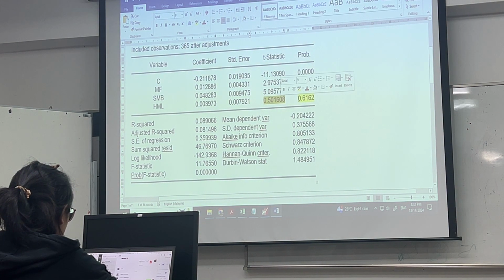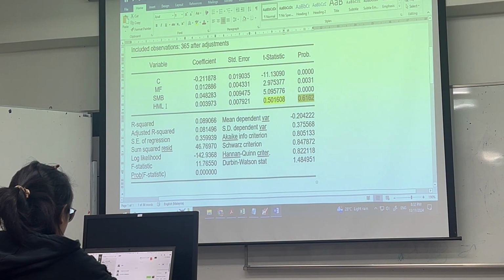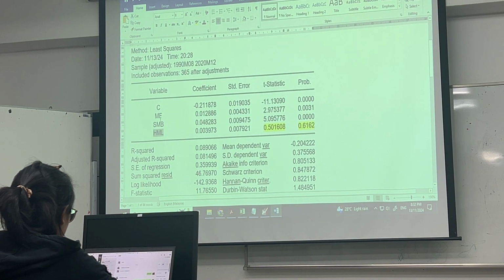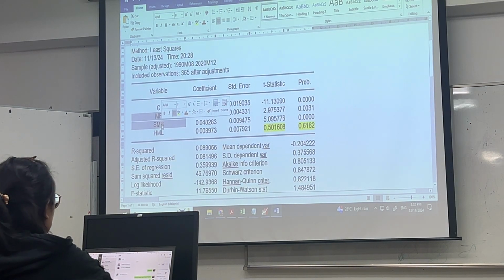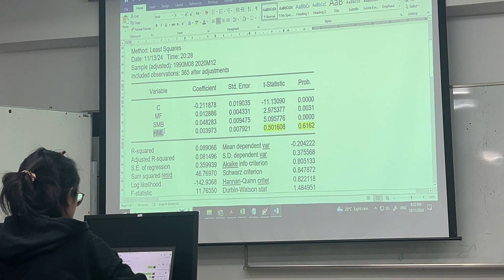Alternatively, you can also use the p-value approach to justify this, because the p-value is greater than the significance level, so it's insignificant. So HML is not significant in this case. So these are the three factors, right? Only these two are significant at 1%, and HML is not significant at all in my case.